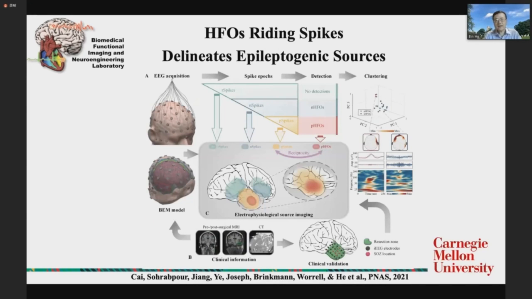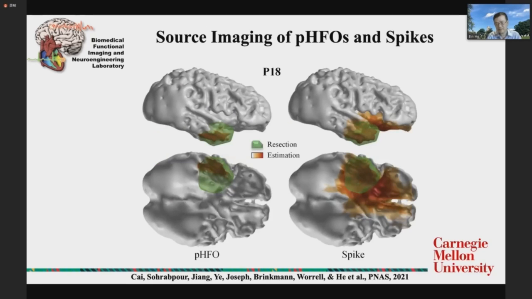So I want to show one more approach along this line, which is not just to do seizure imaging. We found that there is a new biomarker called the pathological HFO, high frequency oscillation, which means that you have the high frequency oscillation happen with an interictal spike at the same time. And then we perform source imaging. We found that the result can significantly enhance epilepsy localization. This is one example compared with surgical resection.